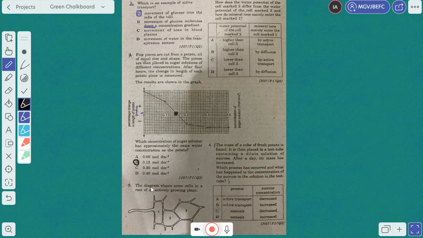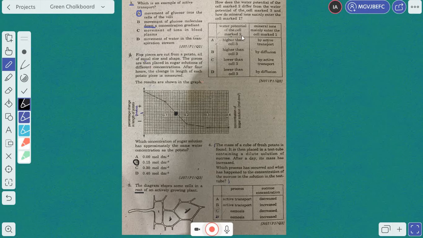3. The diagram shows some cells in the root. Okay, this is showing the root hair cells of an actively growing plant. It's continued here. So how does the water potential of the cell marked 2, which is right here, differ from the water potential of the cell marked 3, which is right here? And how do the mineral ions mainly enter cell marked 1 here? So let's first solve this part of the question.